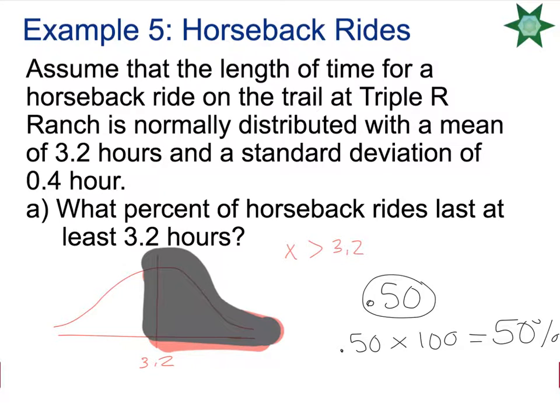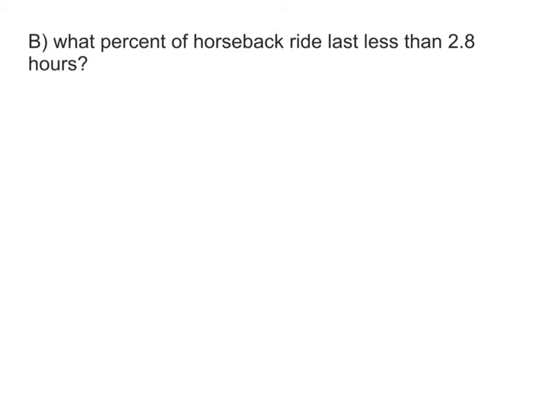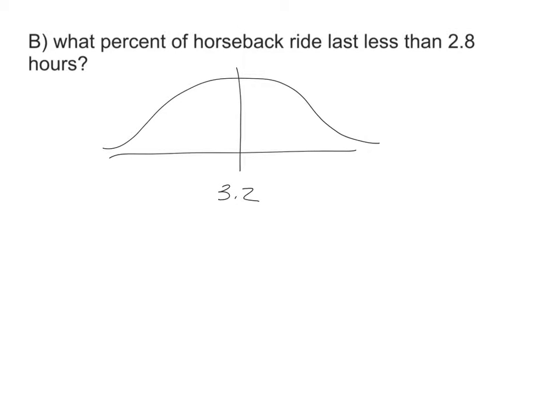Now we need to remember our mean was 3.2 and our standard deviation was 0.4. What percent of horseback rides last less than 2.8 hours? So let's draw our normal curve. Remember that 3.2 is our mean. We are wanting them to be less than 2.8. So 2.8 is going to be down here. We're wanting to be less than 2.8. So that's this tail over here.